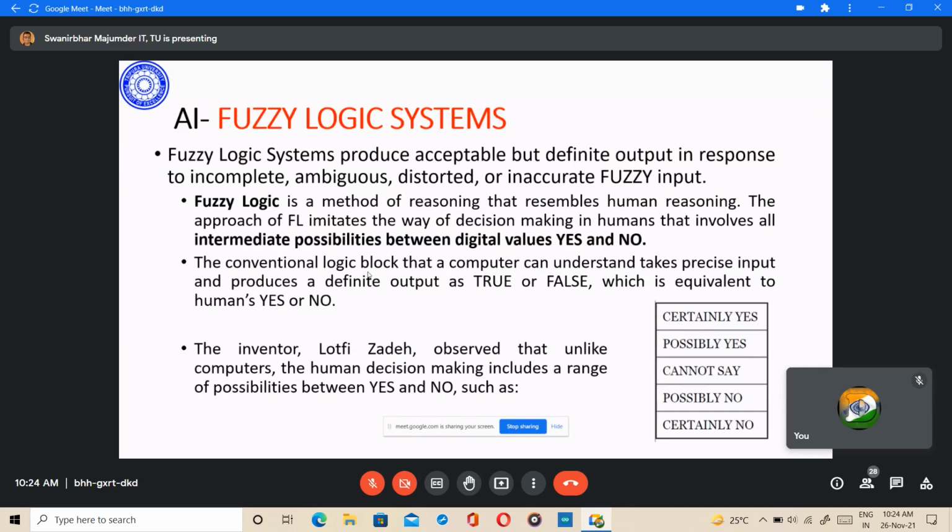So instead of a normal yes and a normal no, we have certainly yes, possibly yes, cannot say, possibly no, certainly no. So this is just 5. You can have more than 5 also. So if you divide into this, instead of the normal binary system, here you have a 5 system. But here also, it is not a pure demarcation.